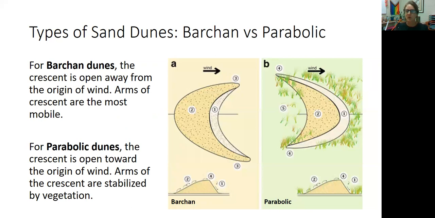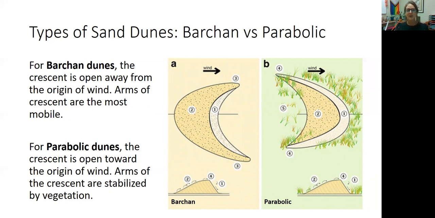Now you might be asking yourself, well, how in the world do I tell the difference between Barchan and parabolic dunes if they're both shaped like crescents? And the answer to that is, first, if there's vegetation around, if you see vegetation anchoring the arms of the crescent in place, you know that that's a parabolic dune. But even if you can't see vegetation, you can tell by the shape of the dune.